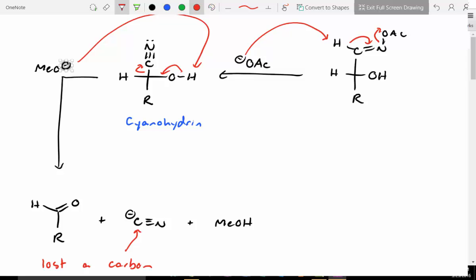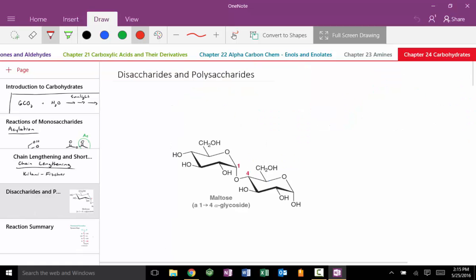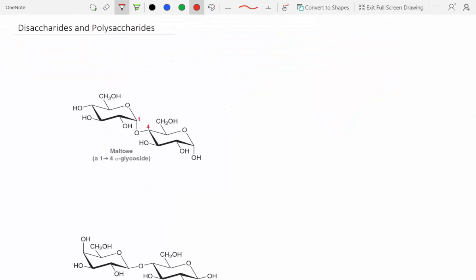All right, last little section. You guys don't need to take notes on this. I just feel like it's my job to introduce this since you will see this. These are disaccharides and polysaccharides. Most of you guys have seen these in your biology courses.